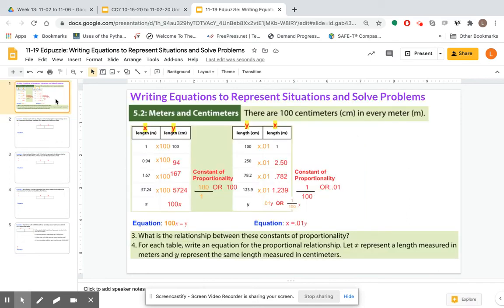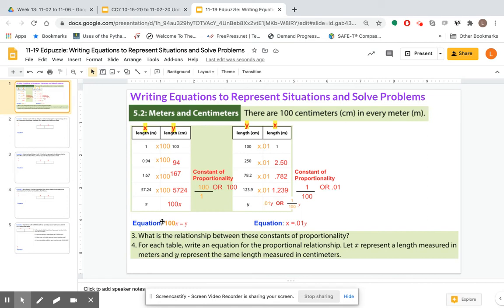Remember this? Okay. And by writing the table in 2 different ways, we had 2 different equations. The first way we wrote the table, on the left side there was meters, and we were multiplying times 100 in the table to find the amount of centimeters. So 1 meter was equal to 100 centimeters. If I had 0.94 meters, a little bit less than 1 meter, I had 94 centimeters, and so on.